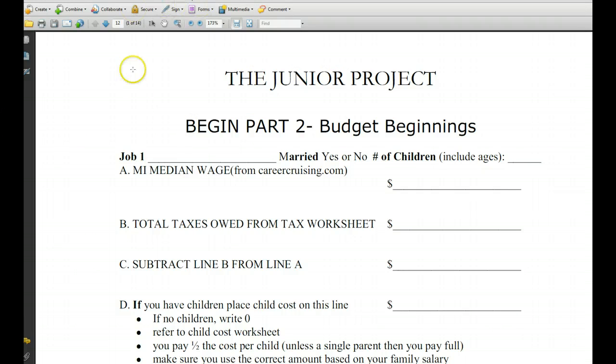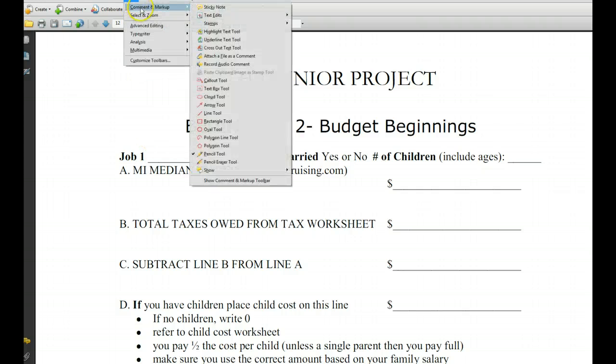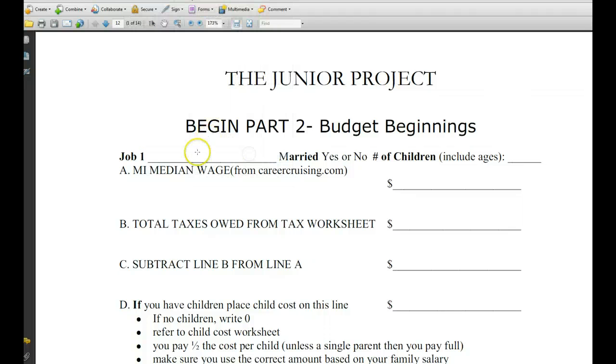All right, so the first thing that we're going to do, let me get my pencil tool. Job one for me was a building inspector, so I write building inspector in the line. I'm going to go ahead and say yes, that I am married, but I have no children. So, my Michigan median wage.